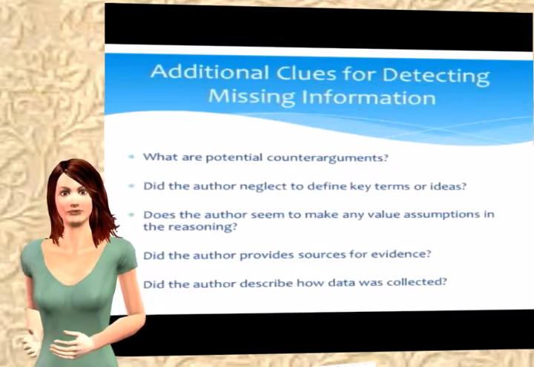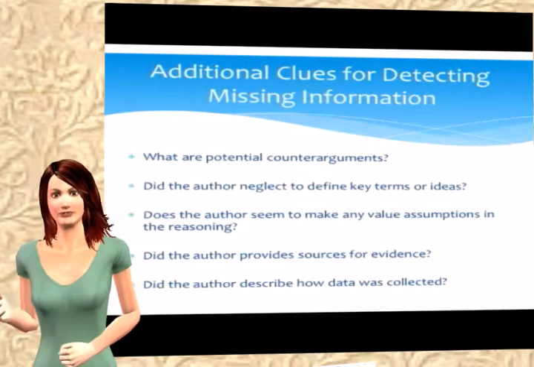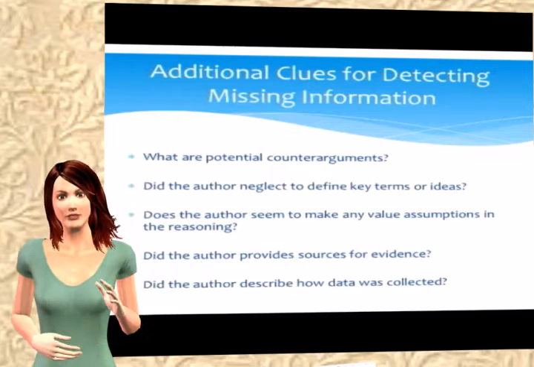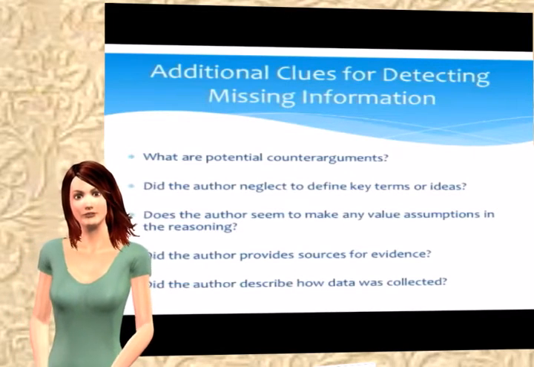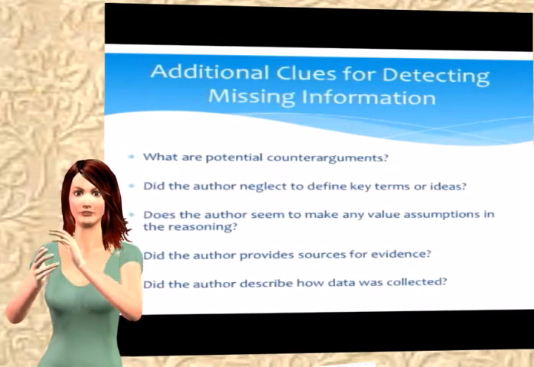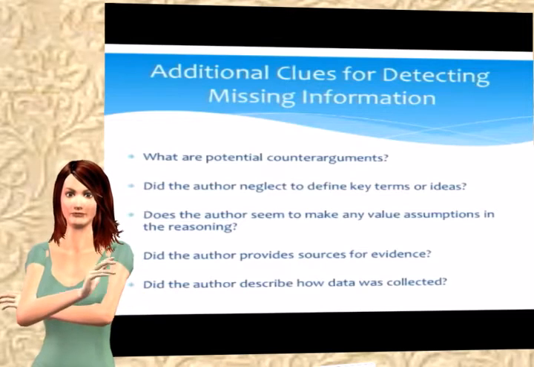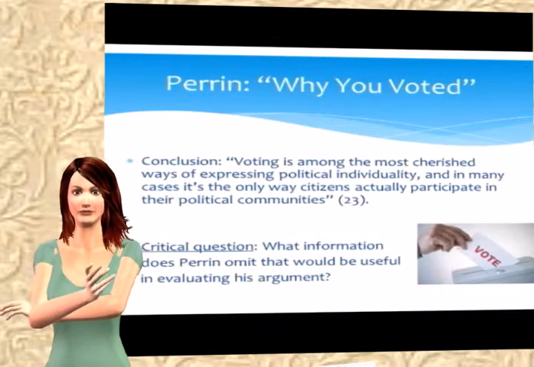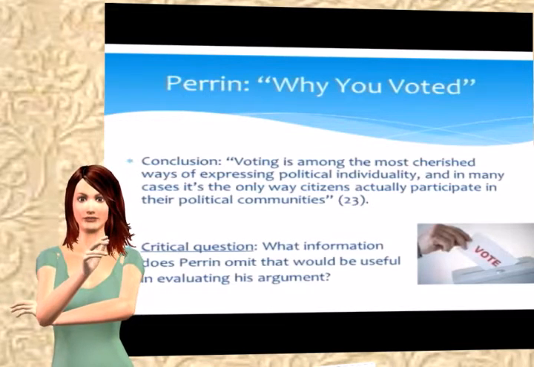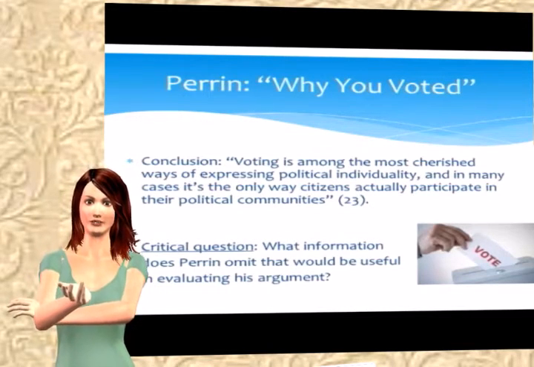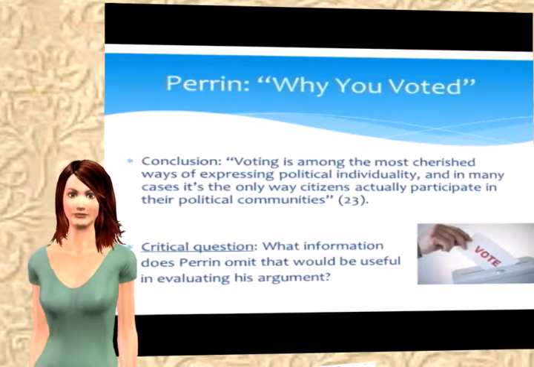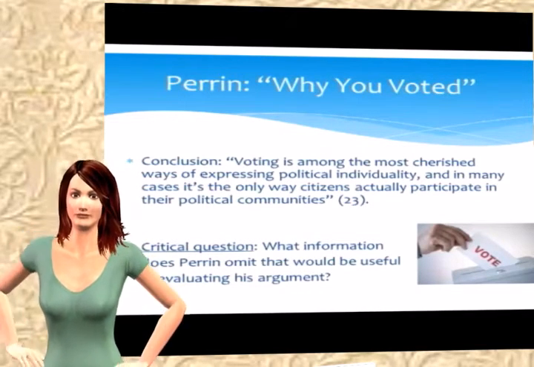So if you go through these particular questions, it's a pretty sure bet that you're going to detect a lot of the missing information that you need to be attuned to for you to fully evaluate the author's argument using your critical thinking abilities. Now let's talk about another example pertaining to this week's other reading, Perrin, the reading entitled Why You Voted.